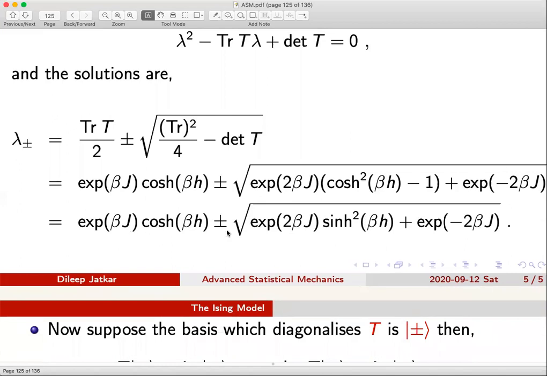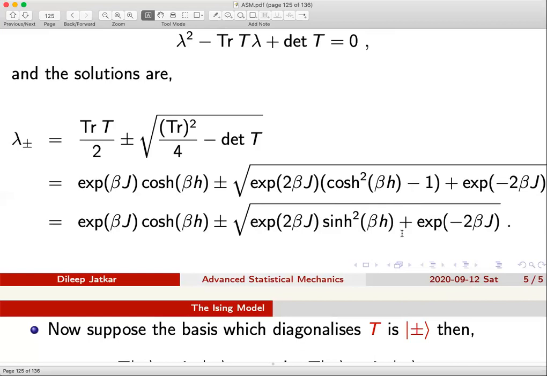Now you see one thing, that these eigenvalues seem to have some square root sitting inside, and you may think that this expression therefore has some kind of non-analytic behavior, but that is not true actually. In spite of having the square root, the discriminant sitting inside is always positive, it doesn't change sign. So this eigenvalue, in spite of having square root, does not actually develop any non-analytic behavior. E to the beta J is positive, sinh squared is always positive, and e to the minus beta J is also positive. So there is nothing interesting happening in the discriminant really.